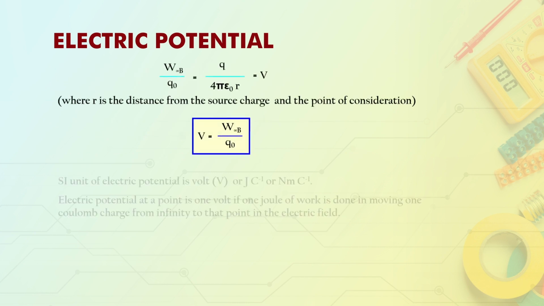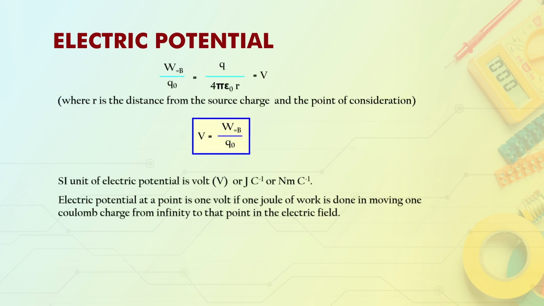The electric potential V at any point in space is defined as the electric potential energy U per unit charge Q at that point. It is expressed by the equation shown below. The SI unit for this is newton meter per coulomb, or we can say joule per coulomb. A point's electric potential is equal to 1 volt if 1 joule of work is expended to move 1 coulomb of charge there from infinity in an electric field.